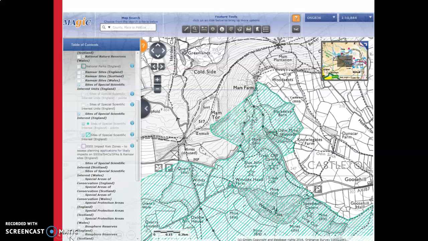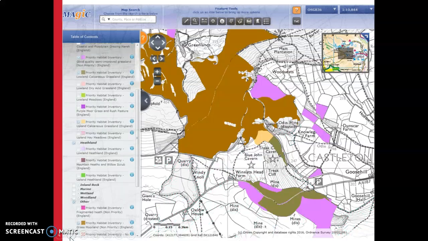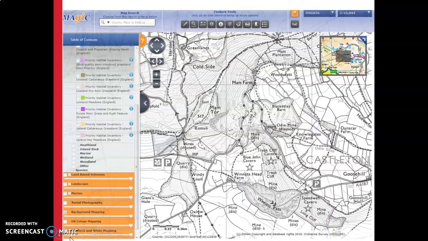This is Magic Map, again showing that the area has Sites of Special Scientific Interest. The whole of the area is actually a triple SI, the whole of the area around Castleton and Cave Dale, Winnett's Pass. A little bit on, what's this one? Priority Habitat Inventory. Can't remember what that's really about, to be honest. Another Magic Map, which you might want to have a look at.